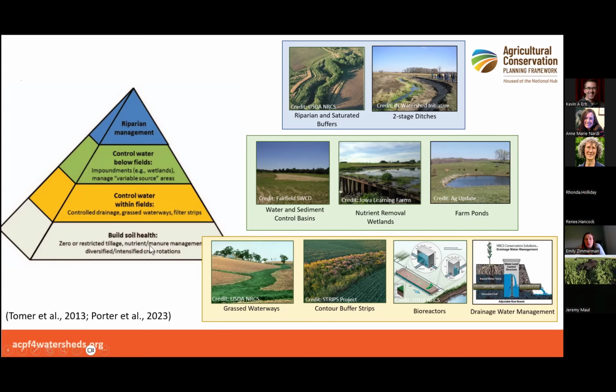So for our control within fields, it's grassed waterways, contour or prairie buffer strips, bioreactors, and drainage water management. At the below field position, it's water and sediment control basins or WASCOBs, nutrient removal wetlands, and farm ponds. And then in the riparian area, the ACPF characterizes both riparian and saturated buffers, as well as two-stage ditches. So this is the menu of practices that ACPF covers. And presently there are 10 included in the toolbox.